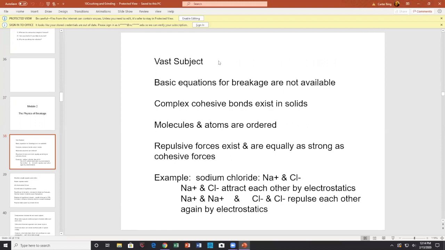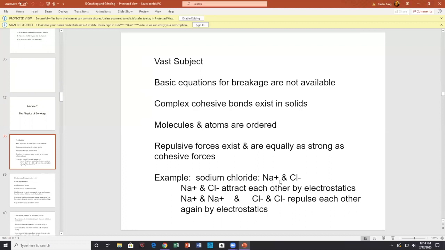It's a vast subject. Basic equations for breakage are not available. I don't know if that's true or not anymore, considering the sophistication of computer modeling these days. But we can say a couple of things. Complex cohesive bonds exist in solids. You've got the molecules and the atoms, and they're ordered, they're arranged. You have repulsive forces and you have cohesive forces. They're in conflict, or they oppose each other.